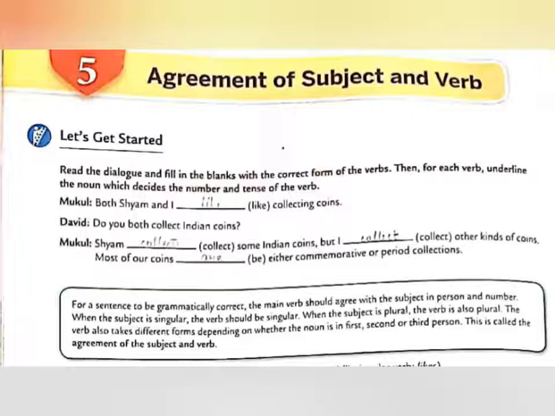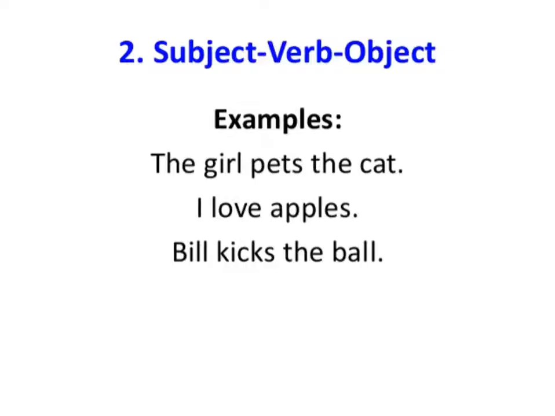The verb also takes different forms depending on whether the noun is in the first, second or third person. This is called the agreement of subject and verb. Don't you think this is quite complex or difficult to understand? Let's find out what is subject and what is verb first. Then we'll get to know that there is an agreement between the two.